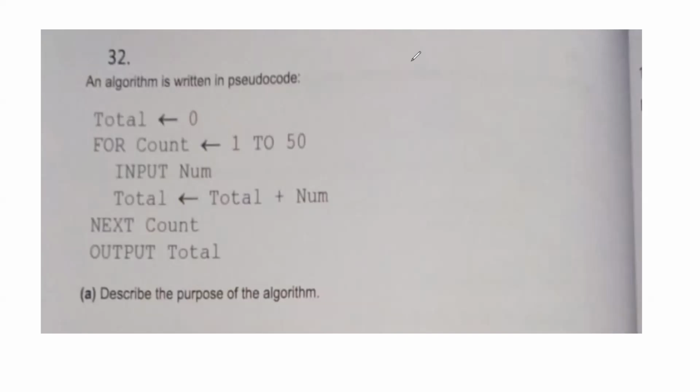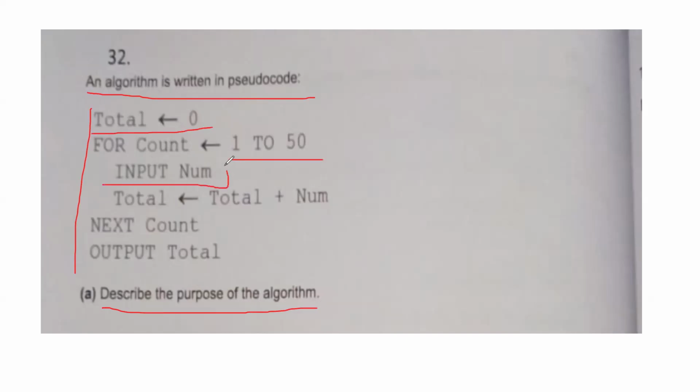Okay. Now see, an algorithm is written in pseudocode. They have given you pseudocode and are asking to describe the purpose of the algorithm. So what is going on? Total has initial value 0. This loop runs from 1 to 50. It will take 50 inputs from the user. With each input, it will add to the total of 50 numbers. And at the end of the loop, it will show the total value of the 50 input numbers. That's it.